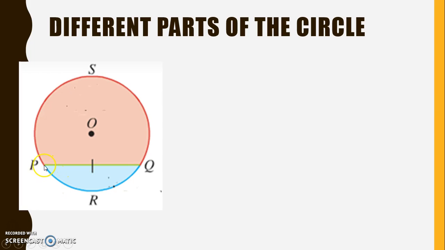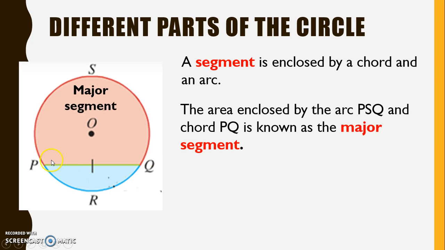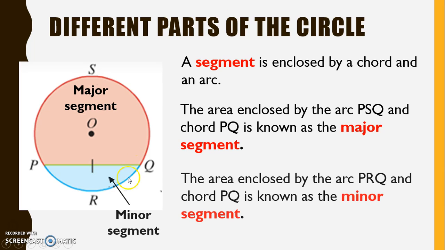Now you will notice that the chord PQ also divides the circle into two different areas. What are these two different areas called? They are known as segments. A segment is enclosed by any chord that you draw and an arc. The bigger area, enclosed by PQ and PSQ, is known as the major segment. And the area enclosed by PQ and PRQ is known as the minor segment because it is smaller.